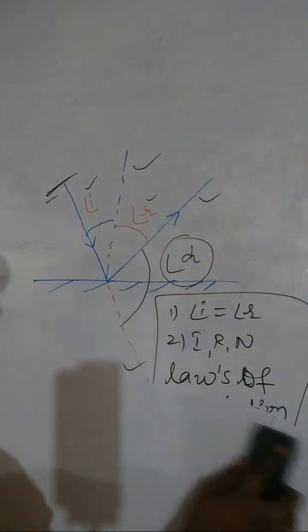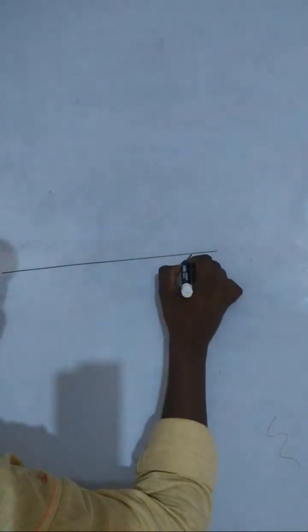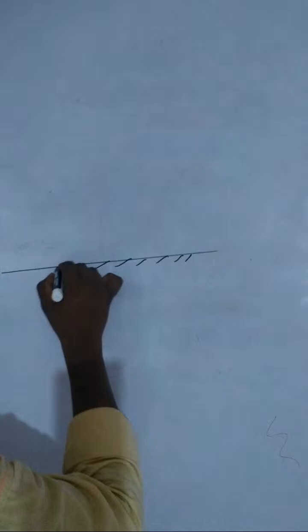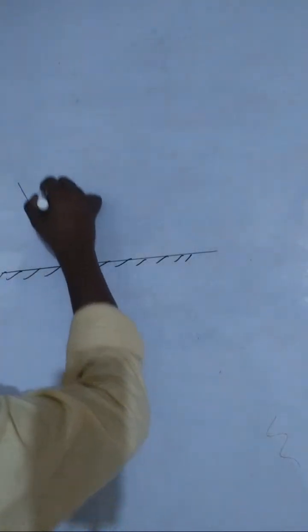In the previous class we also discussed regular reflection and irregular reflection. So what are regular reflection and irregular reflection? Regular reflection is like this: I am taking this plane surface. When light is incident on it, I am taking this incident beam.